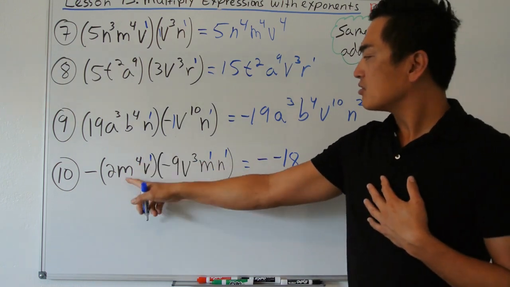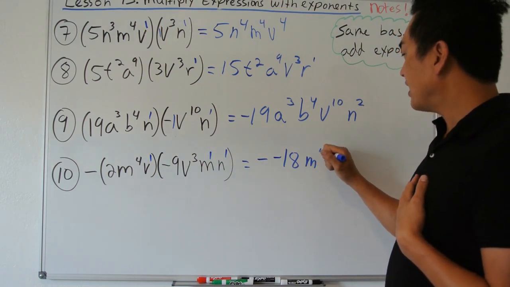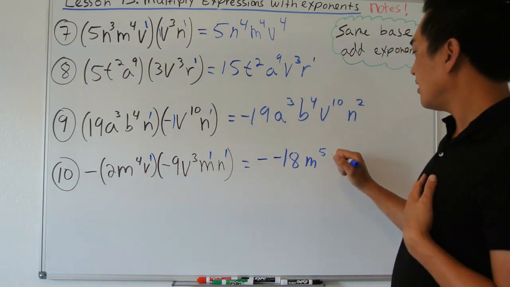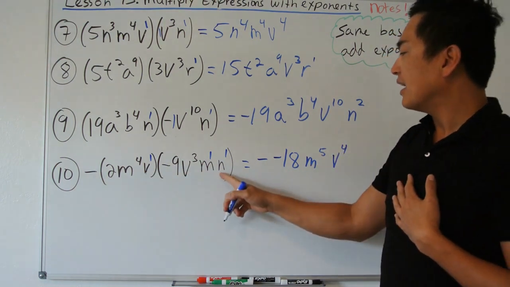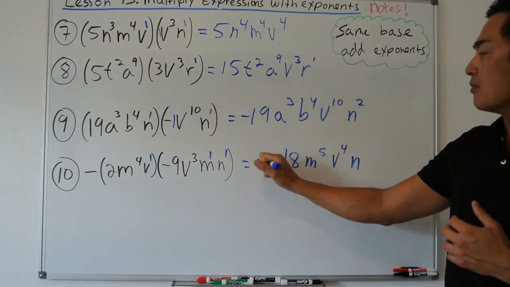Alright, v1 here, so m. There's another m there, so that's m to the 5th power. I have v to the 4th power. And then n to the 1 power. Again, you don't need to put a 1. And your final answer, you can actually make that a double negative.